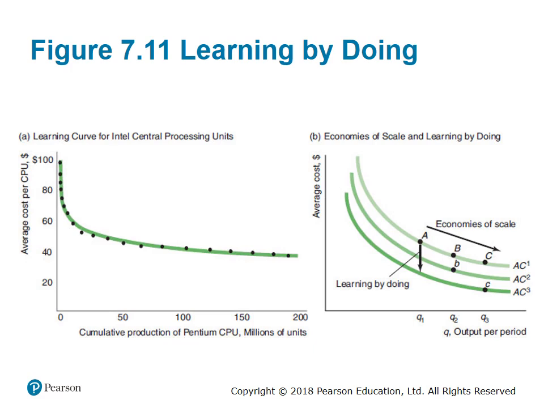Panel A on the left captures the learning curve of an electronics firm, Intel, that produces central processing units. Average cost is on the vertical axis, but cumulative output over time is on the horizontal axis, rather than output per period, as is the case of the average cost curve. We can see that Intel's cost falls rapidly with the first few million CPUs, then declines more gradually with additional output.